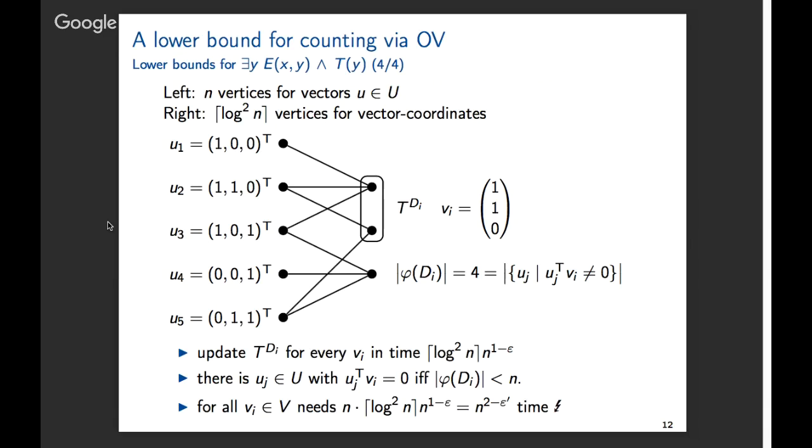And we do it in that way and assume that we have sublinear update time. We can do it in time, say, log squared n to the 1 minus epsilon. And if we do that m times, we get a total running time of n to the 2 minus some slightly smaller epsilon prime, which would contradict the orthogonal vectors conjecture.